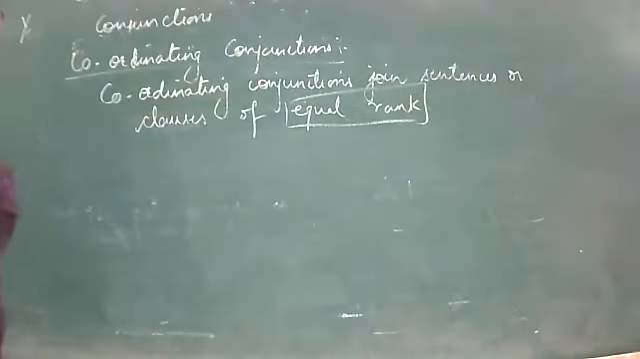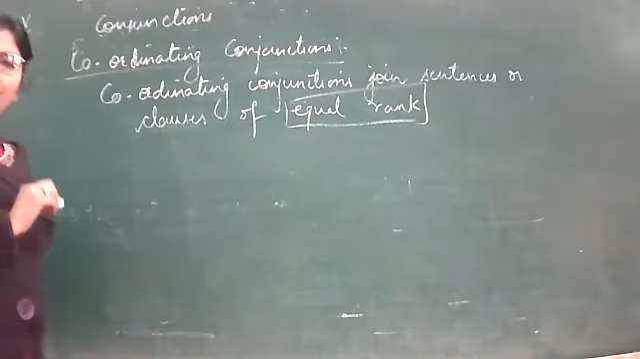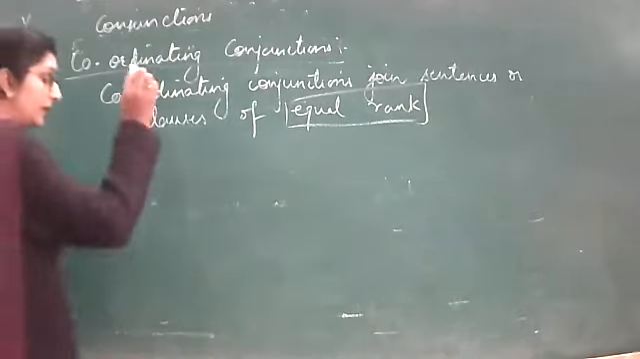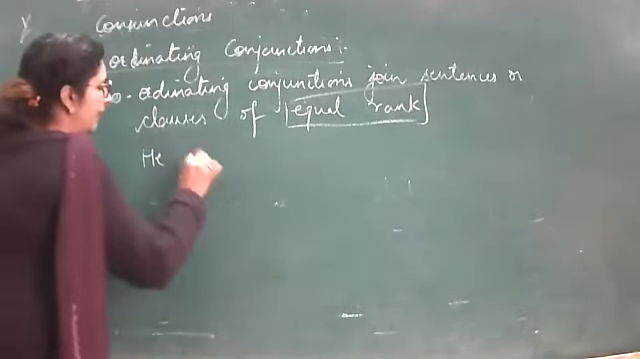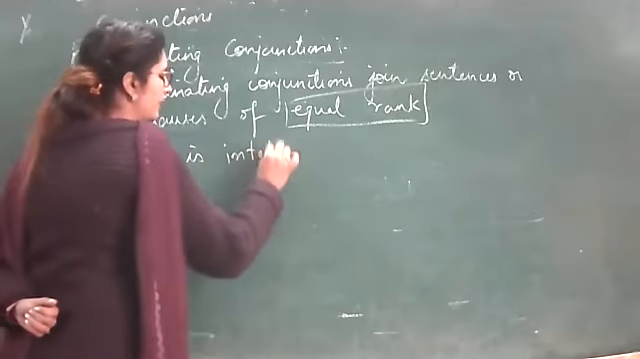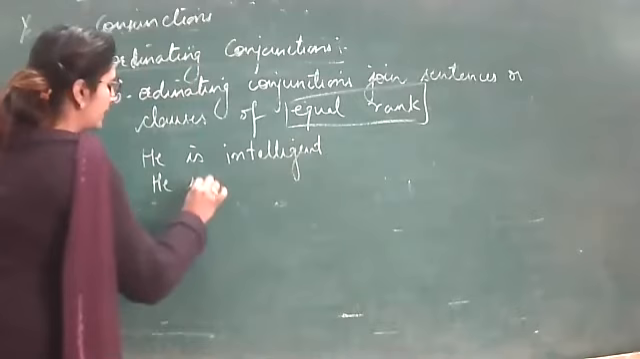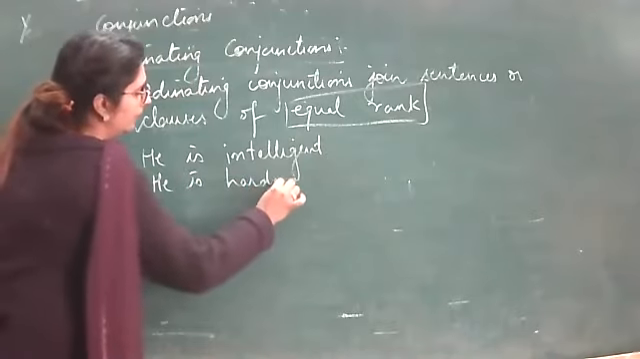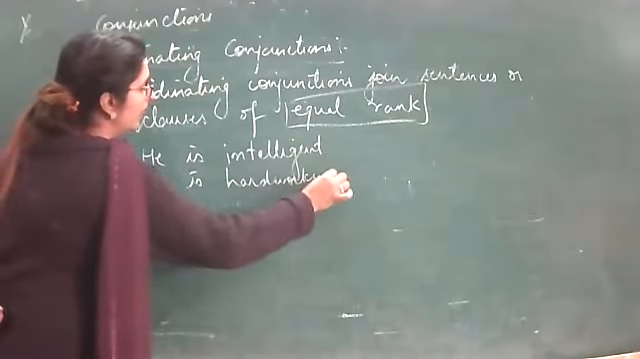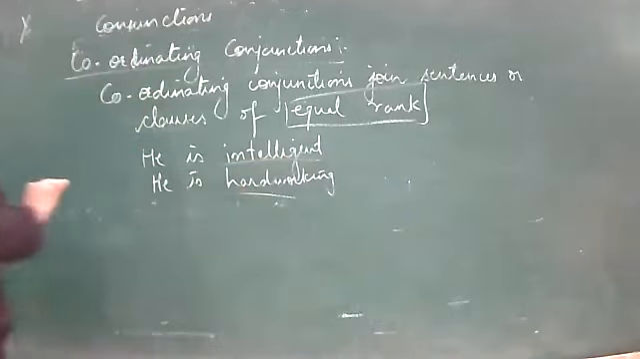Now you will say, ma'am, sentences, how can they be of equal rank? See, the first example I am writing. He is intelligent. He is hardworking. What is this? They are of equal rank. Okay, so how will they be joined? He is hardworking and intelligent.